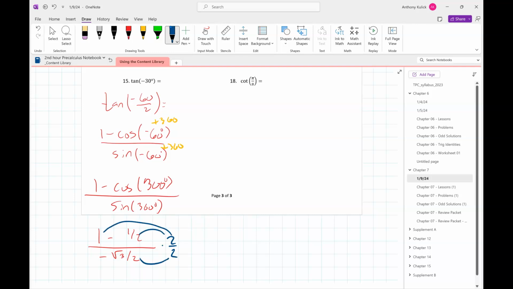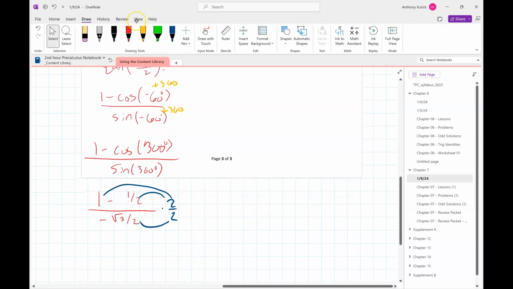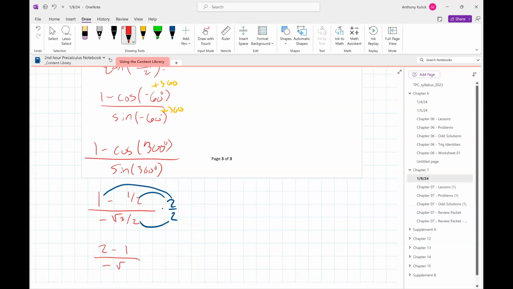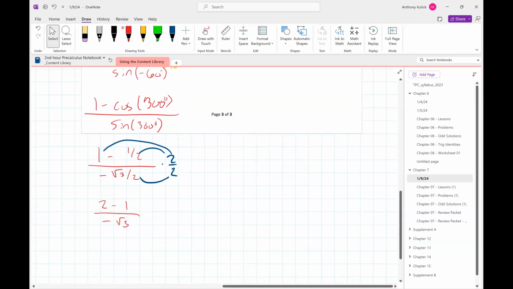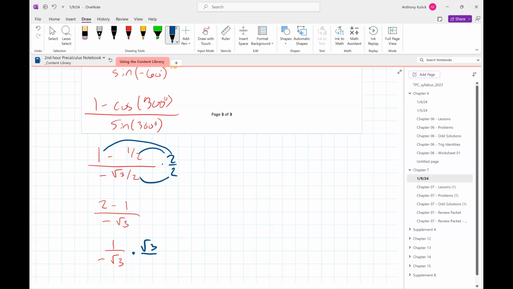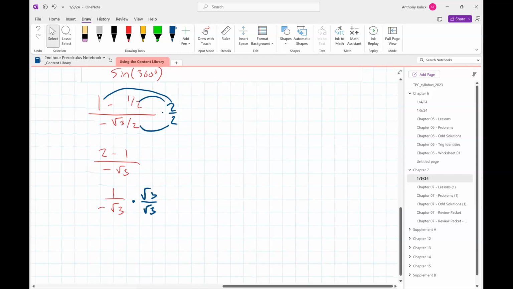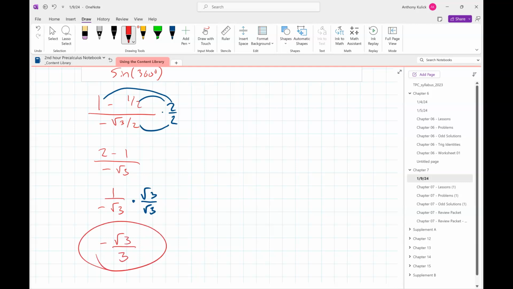Take care of the fractions inside of fractions. So I get 2 minus 1 over negative root 3, or just 1 over negative root 3. And then I can just rationalize my denominator. And I'm all done.